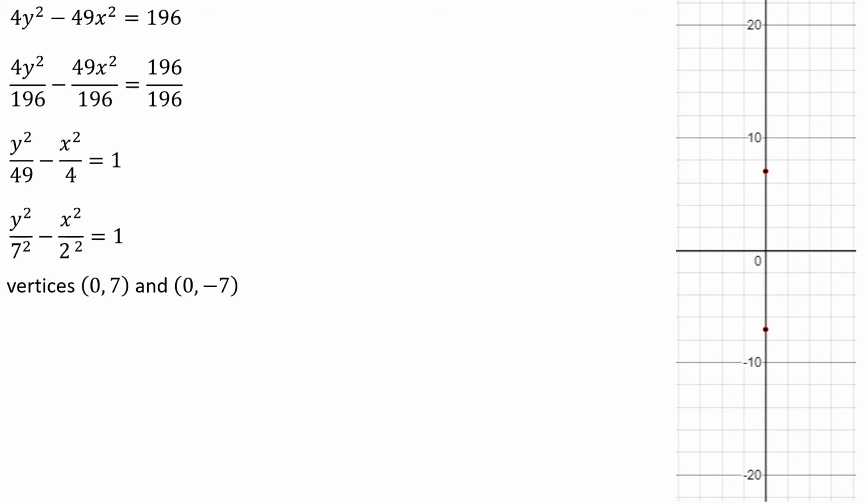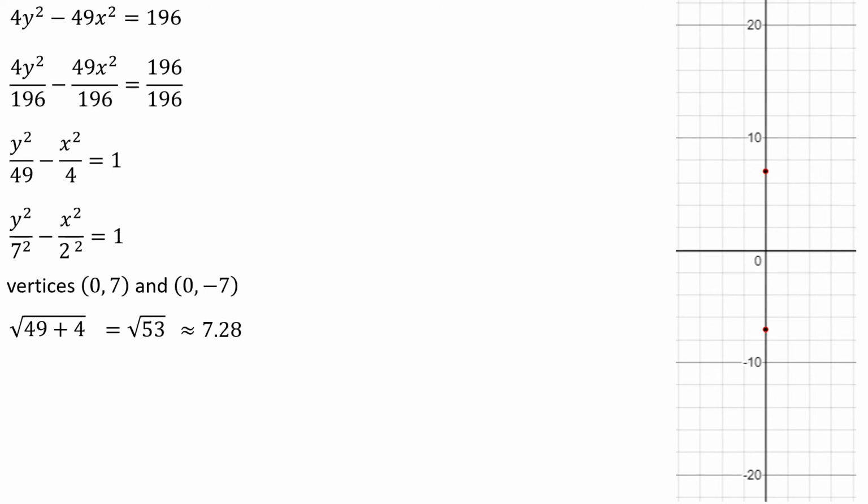Now, to figure out the foci, again, I'll do addition inside that square root symbol. So I've got to do 49 plus 4. That, of course, will get me 53. And then square root of 53, what can I do with that? Well, 53 is a prime number. I cannot think of any way of simplifying square root of 53.